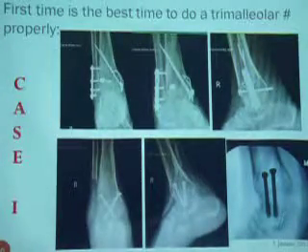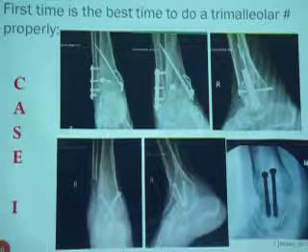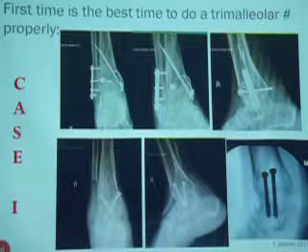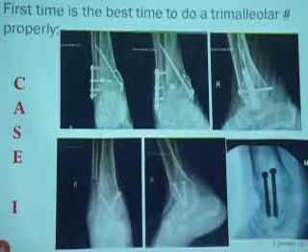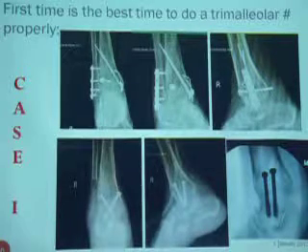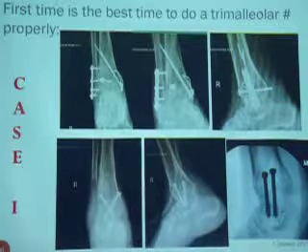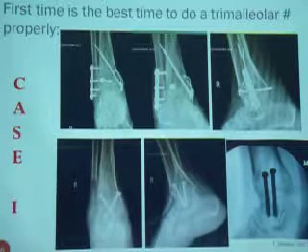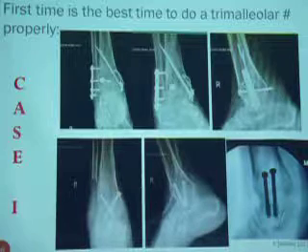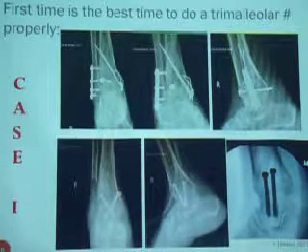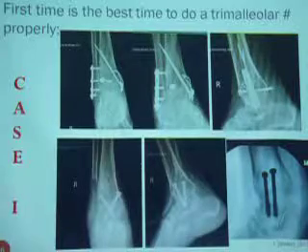I would like to conclude by saying that first time is the best time to do a trimalleolar fracture properly. And I would like to demonstrate with these 2 cases which I have seen. This was the first, the previous X-rays are shown where the fixation was done. But because of the improper fixation, as you can see, arthritis has developed. And at this stage, you are left with no choice but to fuse the ankle. So we had to fuse the ankle, because it had become extremely painful and the patient was unable to bear weight.